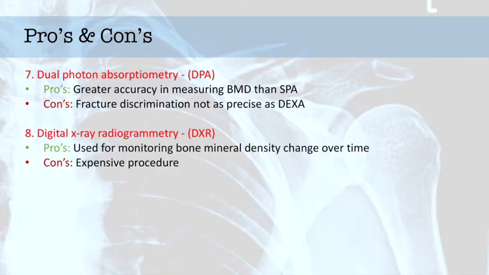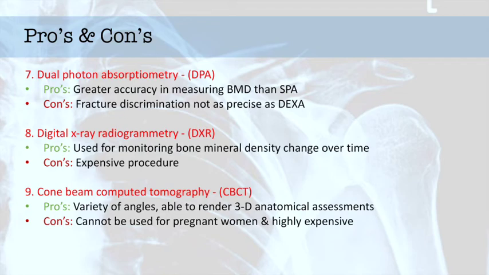DXR is a non-invasive technique and only requires a scan of 3 middle metacarpal bones to determine BMD, and is thus ideal for measuring BMD over time. A downside to this method, however, is its overall expense. CBCT produces a wide variety of views and angles, which can render 3D anatomical assessments of relationships quickly. This method is highly beneficial for dental surgeons for this reason. Once again, high expense is a drawback, and it is not recommended for pregnant women.